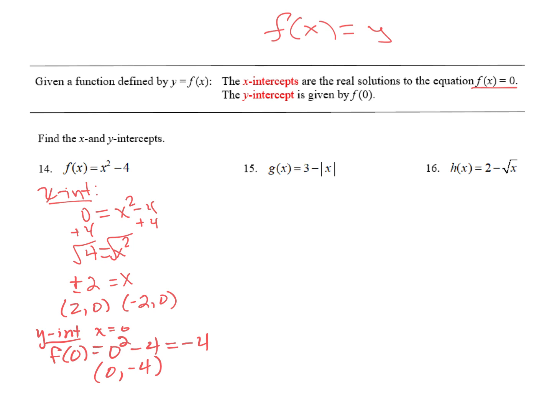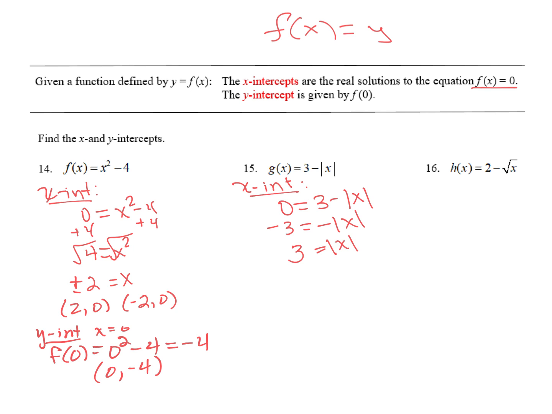Okay, let's find them on this next one. So the x-intercept is where I'm going to do 0 equals 3 minus the square root of the absolute value of x. So I'm going to solve that. So that's negative 3 equals negative the absolute value of x. So the absolute value of x equals positive 3.